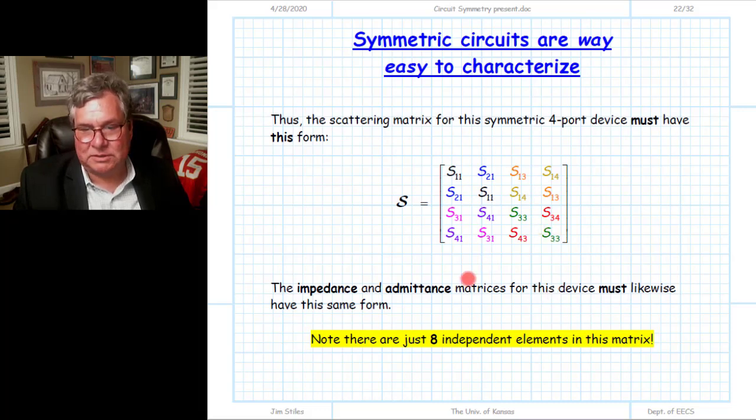Oh, by the way, this form is likewise true for impedance and admittance matrix. And notice again, we haven't applied anything to do with reciprocity here. This is simply strictly applying a symmetry argument to a structure with D1 symmetry.